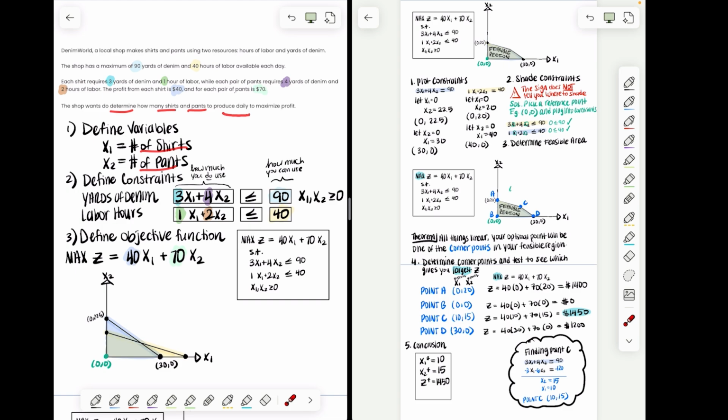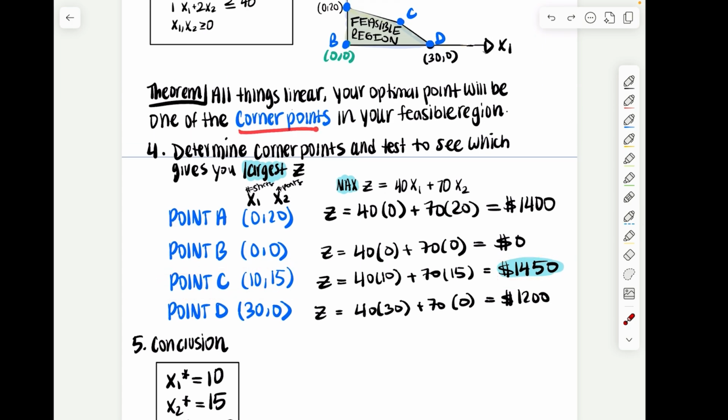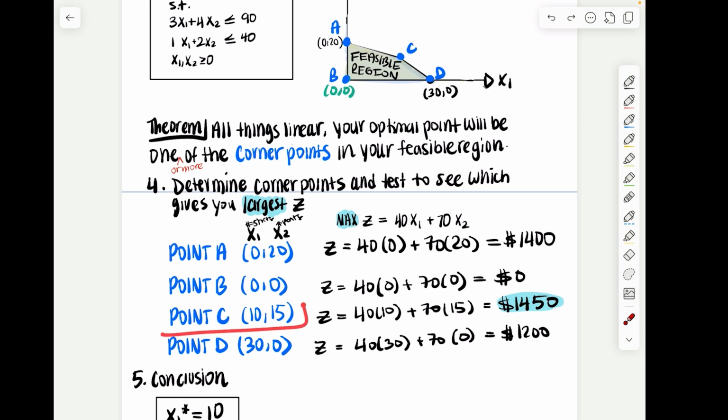So if we go back to the problem, we determined the number of shirts and the number of pants to produce daily to maximize Z, or profit, and that was 10 shirts, 15 pants, and the maximum profit is 1,450. So the point that gave us our optimal profit was point C. So our theorem holds true that one of our corner points, and I should say one or more, because it could be that you have another point that gives you the same value, and then you would have two optimal points but the same optimal solution. So keep that in mind, but the point is point C, no pun intended, is our optimal point, and it is one of the corner points in our feasible region.